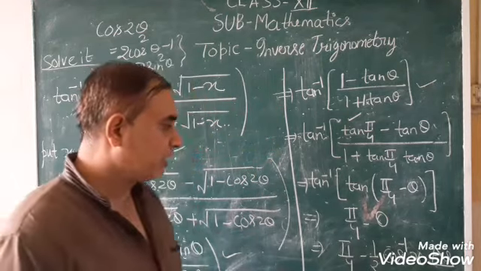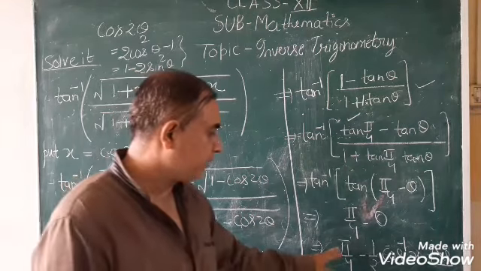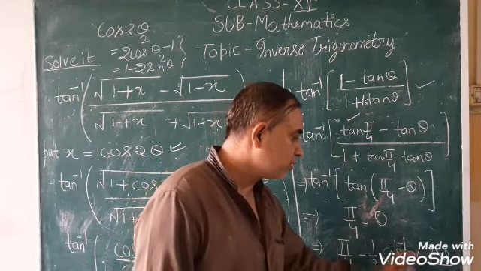Now we put the value of θ here, 1/2 cos inverse x. So the complete answer will be π/4 minus 1/2 cos inverse x.